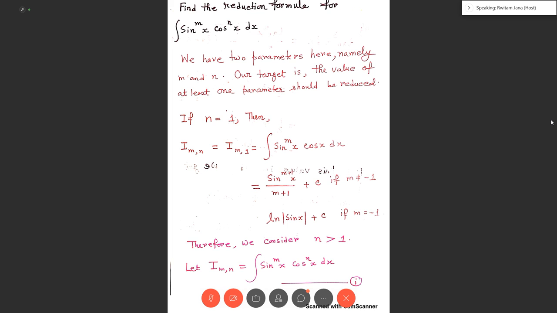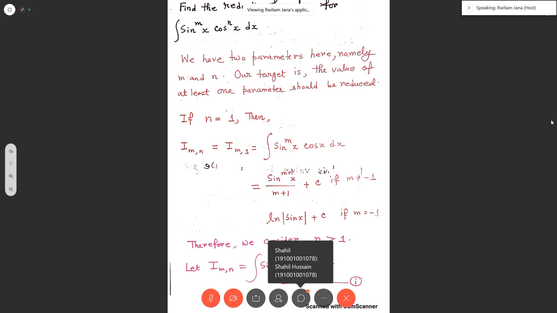So it may be possible that m equals n. M equals n means your integration will be the integral of sine to the power n x cos to the power n x, or sine to the power m x and cos to the power m x.